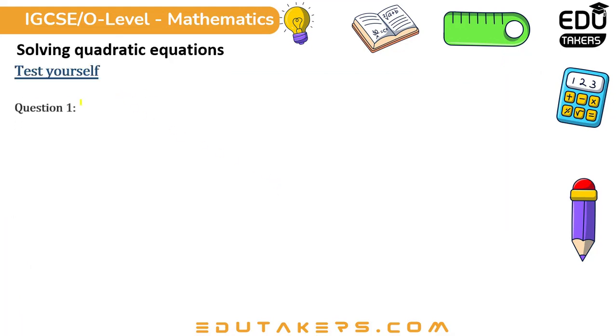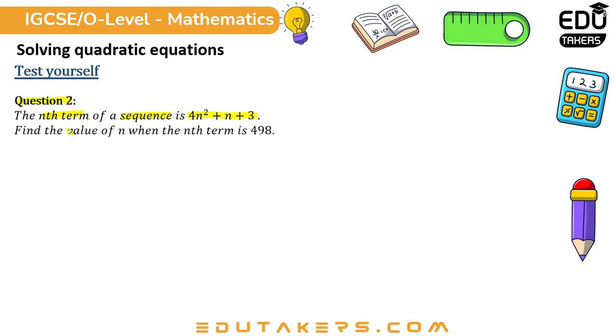Test yourself. Question number 1 is: solve 10m square plus 9m minus 162 is equal to 0. Here you have to solve it by factorization. And it's a 3-mark question. Question number 2. The nth term of a sequence is 4n square plus n plus 3. Find the value of n when the nth term is 498. It's a 3-mark question.